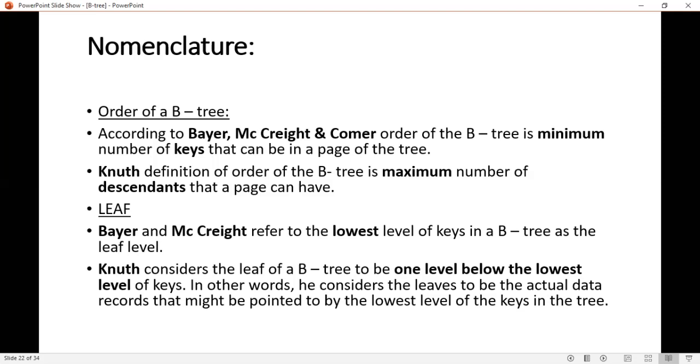But Knuth considers the leaf of a B tree to be one level below the lowest level of keys. He says that just below the lowest level nodes of the balanced tree, you store your records. So the actual data records stored below the lowest level are called the leaf according to Knuth.